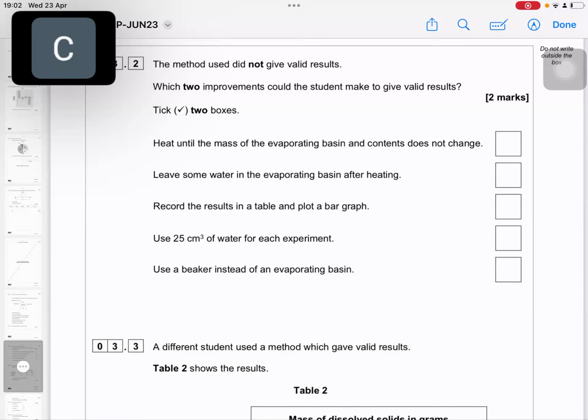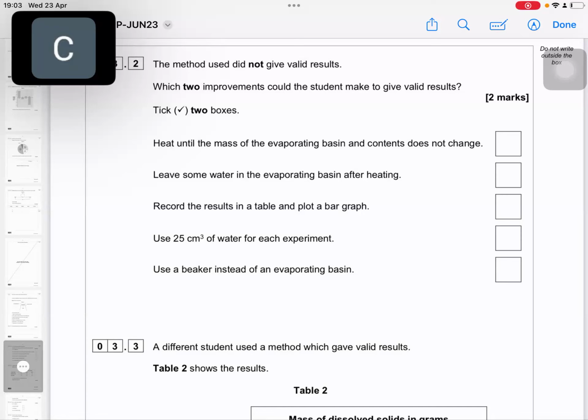It says okay. What did they say back there? Heating until the mass of the evaporating basin and contents does not change. Okay, that's the first one, right? Yeah, and the second one is use 25 centimeters cubed of water. Okay, so they agreed with us on one instance: to heat until the mass of the evaporating basin and contents does not change.